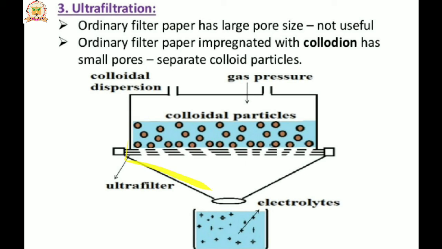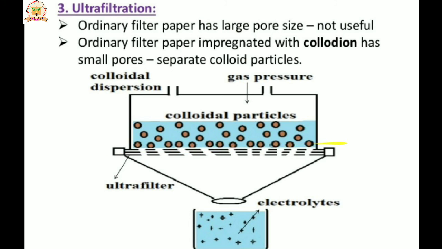Another method of ultrafiltration is this: the colloidal dispersion or the colloidal particles may be placed in a tank. Here they fit the semi-permeable membrane, which may be an animal membrane, pig bladder, parchment paper or cellulose paper. But in the case of ultrafiltration, they use the ultrafilter paper. The pores of the ultrafilter paper are very small compared to normal filter paper, so that is called the ultrafilter paper. Or the pores of normal filter paper can be reduced by adding gelatin to it.